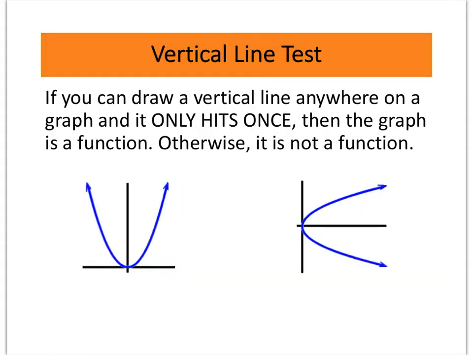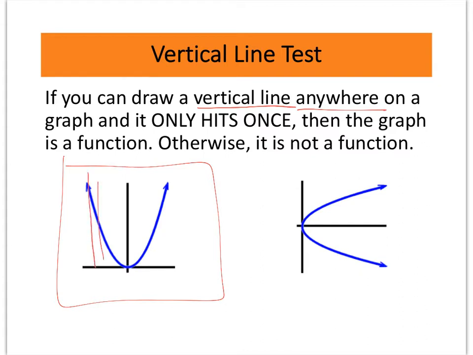Now the vertical line test says that if you can draw a vertical line anywhere on a graph and it only hits once, then the graph is a function. Otherwise, it's not a function. So if I look at this first one, and we're going to focus on this first guy here, I'm going to start drawing vertical lines. And if I draw it anywhere, I'm drawing a whole bunch of vertical lines. And notice, this vertical line only crosses once, this vertical line only crosses once. Everywhere on this graph, all of my vertical lines only cross once. So this is a function.